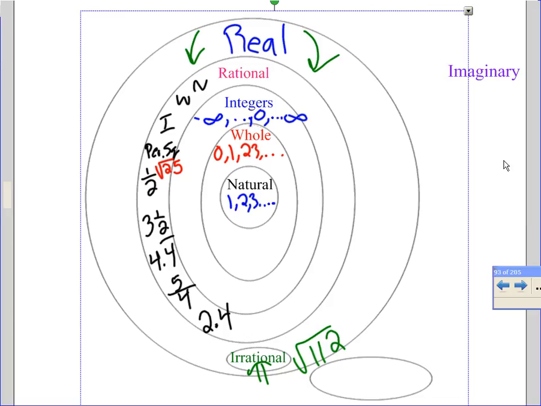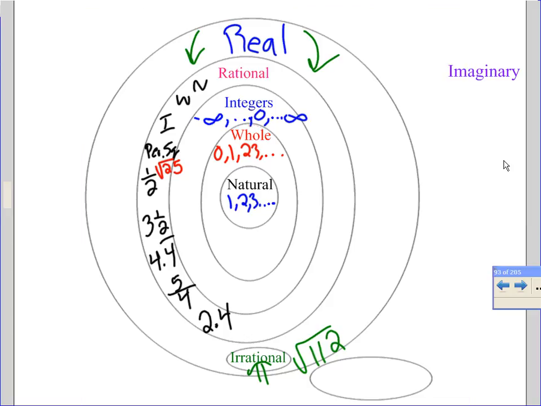No. Oh, I see what you're saying. No, anything that's not a perfect square is irrational. Okay? That's a good question, though. Okay. Any other questions? Sean? I'll get to you.